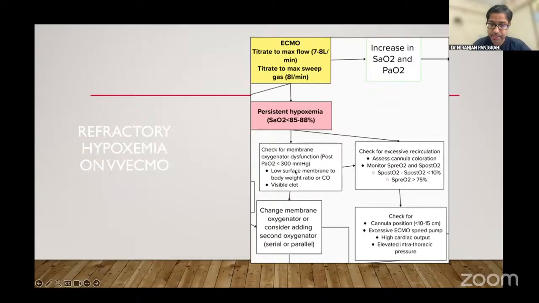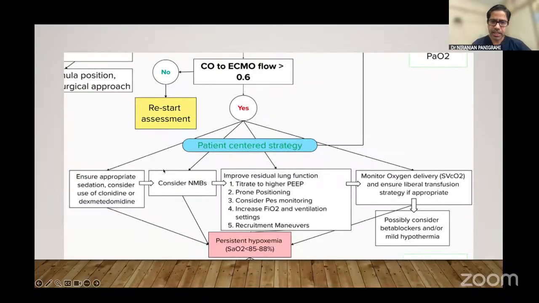If the membrane is the problem, then the answer should be to change the membrane. Or if the membrane is fine, then we need to think to add something. Again, not very commonly practiced, but there is a way out we can think of. Now, suppose the oxygenator or the membrane function is fine. You check the efficacy of the membrane, and still it is fine.